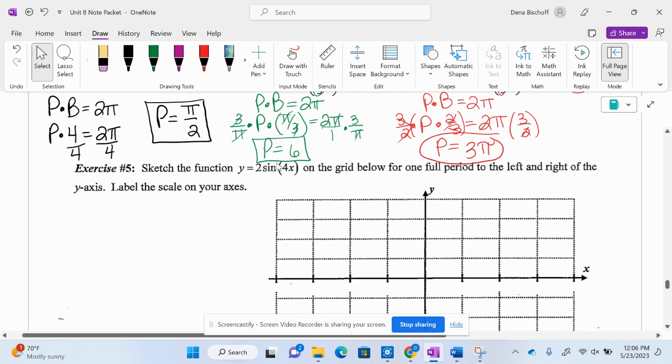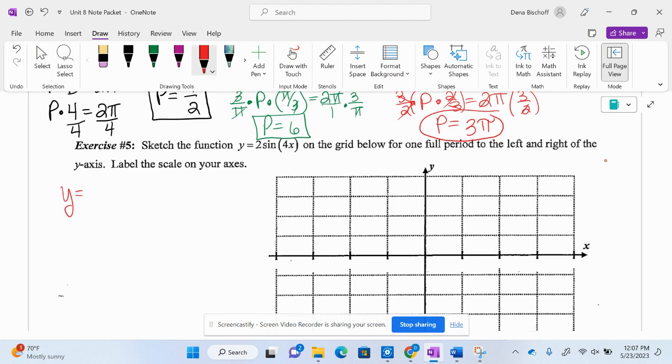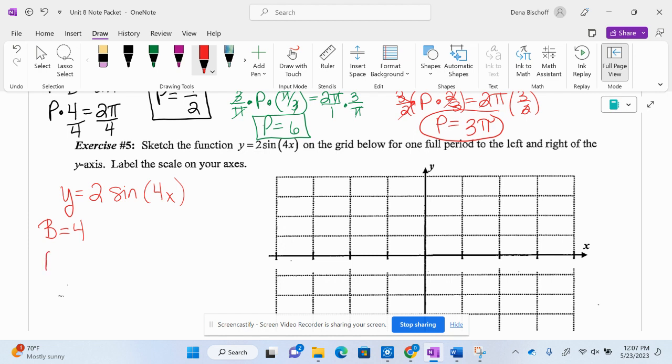So we're going to look at this function right here, y equals 2 times the sine of 4x. And we're going to write down all the things that we know before we even try to sketch it. So let's see. Y equals 2 times the sine of 4x. So what's one thing that you notice or you know? The number in the parentheses is 4. So that means my frequency is 4, yeah? So if my frequency is 4, can I figure out the period? So the period is 2 pi divided by 4, which is pi over 2.